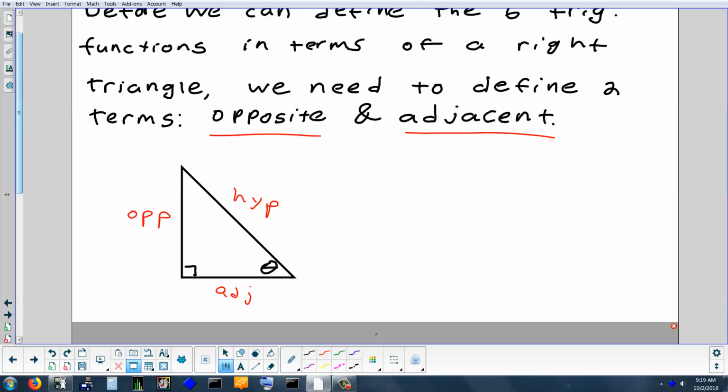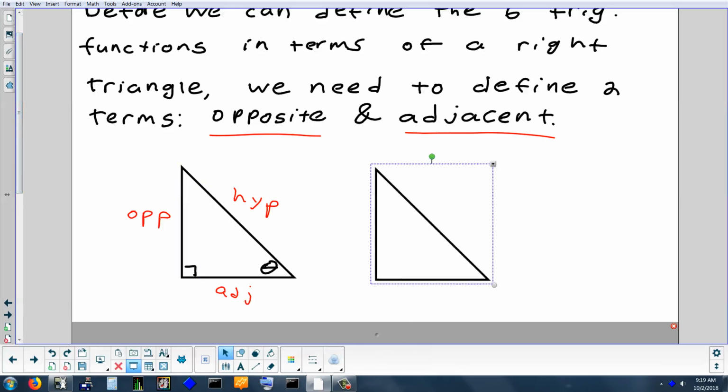Now, if I take the same triangle and just make a copy of it, and I move my perspective here, so now you're standing in a different spot. There's one side that stays the same. Which side won't change? Joe? Hypotenuse. Hypotenuse is always across from the 90. But opposite and adjacent will switch. Opposite is the side that's farthest away, doesn't touch the angle at all. Adjacent is the side that's next to your angle.